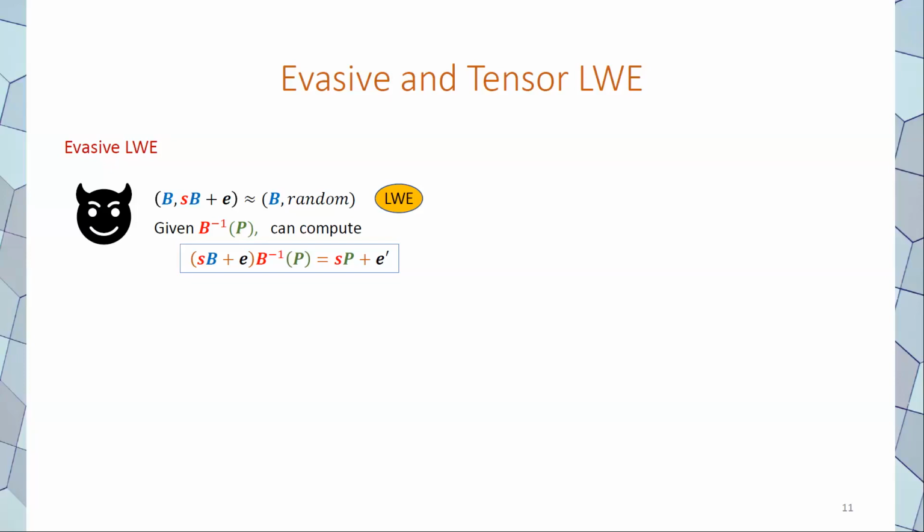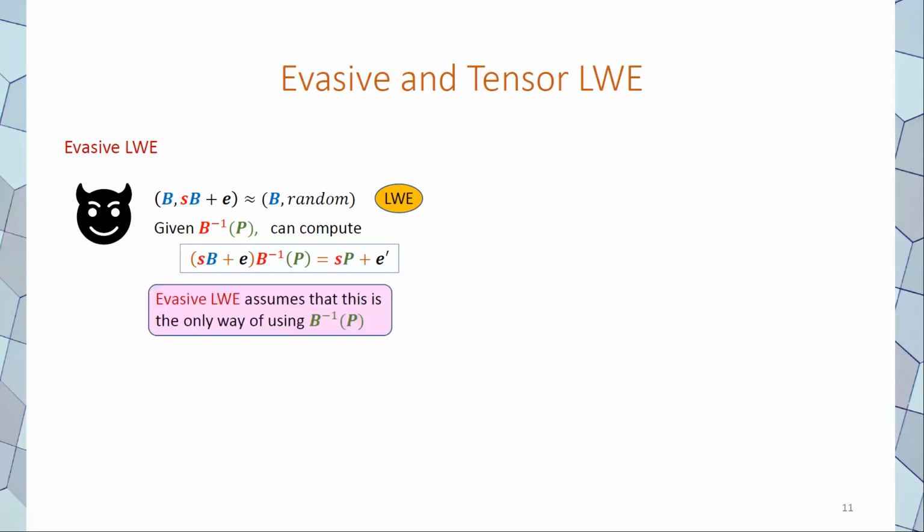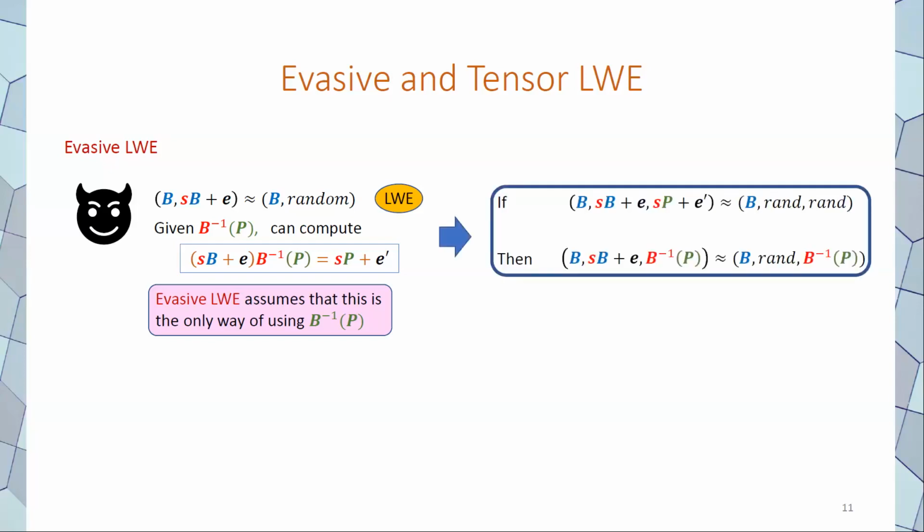And this gives the adversary SP plus E prime. What evasive LWE says is that this is the only way that this extra information B inverse P can be used. So basically, if SP plus E prime is pseudo-random, then SB plus E remains pseudo-random even if B inverse P is given out. So this is defined as follows.